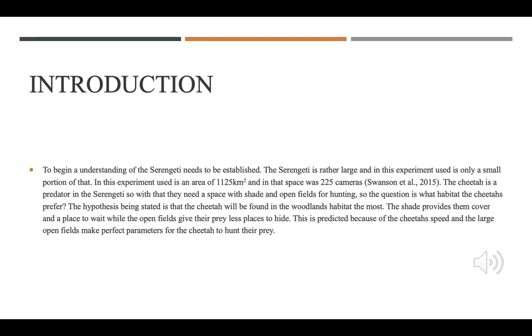The cheetah is a predator in the Serengeti, so they need space with shade and open fields for hunting. So the question is what habitat the cheetahs prefer. The hypothesis that we are coming up with is that the cheetah will prefer the woodlands habitat the most. The shade provides them cover and a place to wait, while the open field gives their prey fewer places to hide. This is predicted because of the cheetah's speed, and a large open field makes perfect parameters for the cheetah to hunt their prey where they have no big trees to hide behind. The cheetah can quickly get to them with that speed.